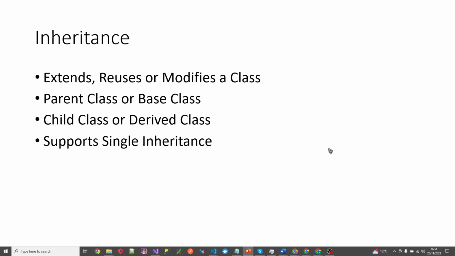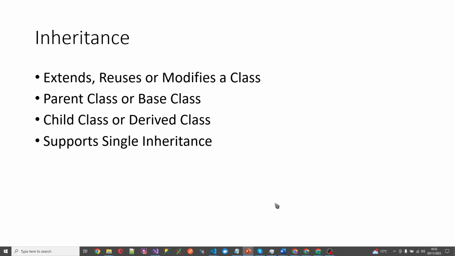A class in C Sharp cannot inherit from multiple classes, so it only supports single inheritance. But we can do something like class 4 inherits stuff from class 3, which inherits stuff from class 2, which inherits stuff from class 1. So it's kind of like a chain of inheritance.